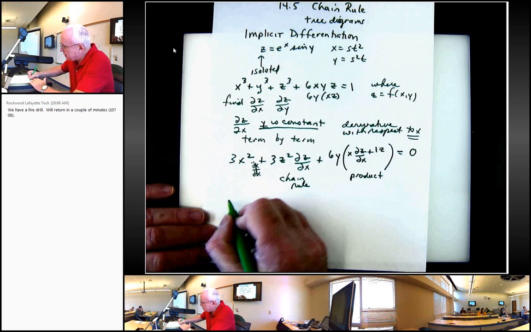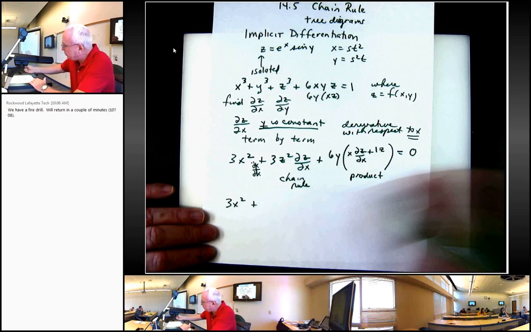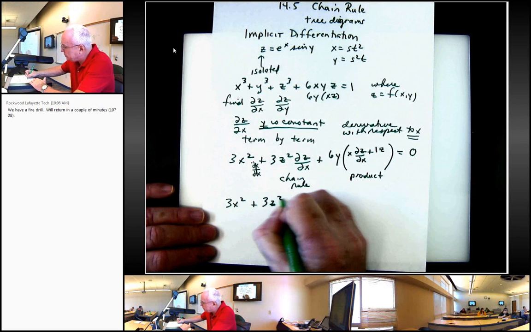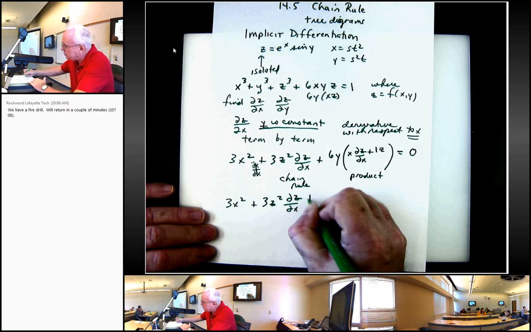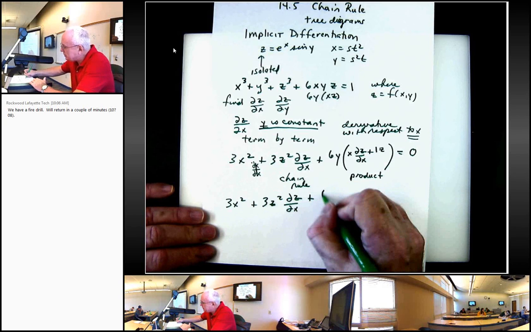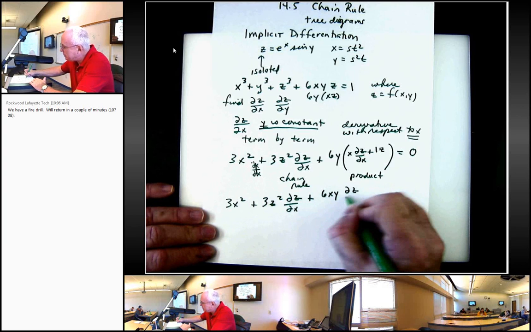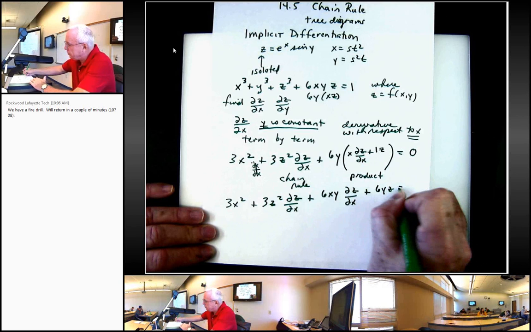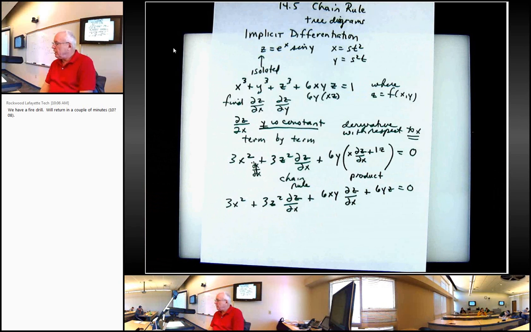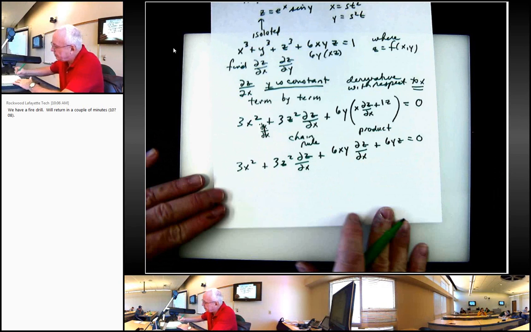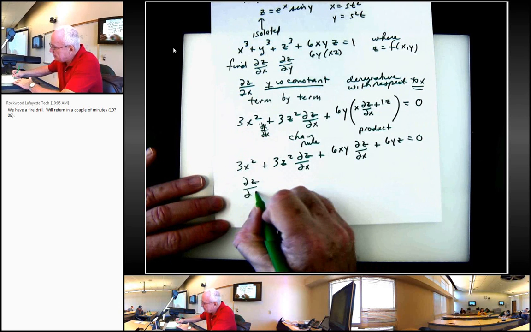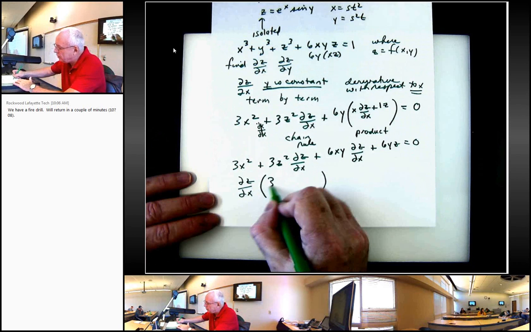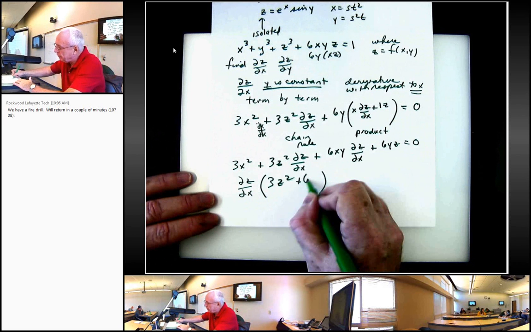So let's see. 3x squared. I'm going to have to do a little intermediate distributing here first. Plus 3z squared dz dx. Plus, now let's distribute here. I have 6xy times dz dx plus 6yz equal to 0. So I've done that. And then now I can combine the terms that have the dz dx in it. So dz dx times parentheses, well, we've got 3z squared, and we've got 6xy.